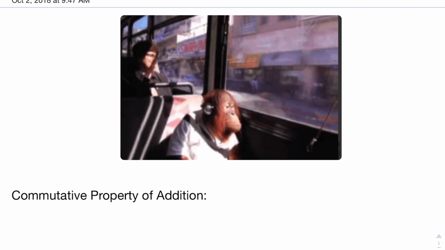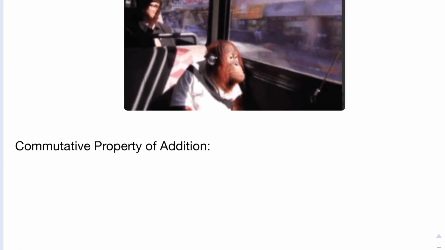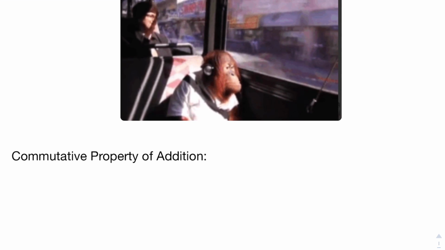Today we're going to be talking about the Commutative Property of Addition. The first thing that comes to mind when I'm talking about commutative is traveling back and forth to and from work or to and from school. That's why I put that picture of the monkey on there. So we're going to think about it in terms of taking the backwards route from one to the other.